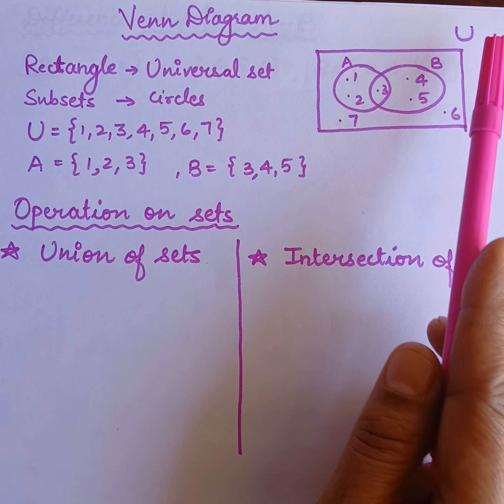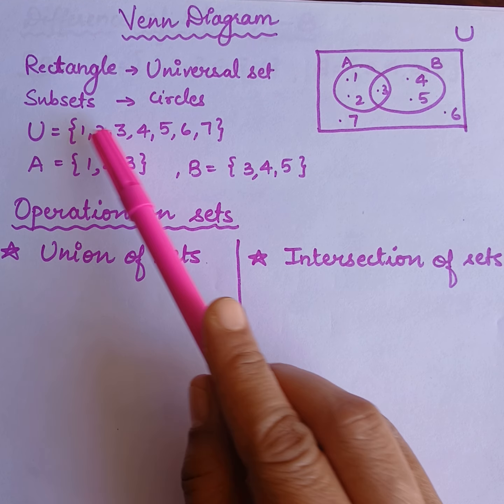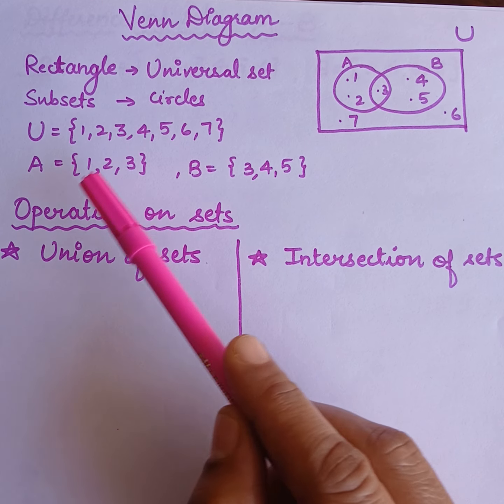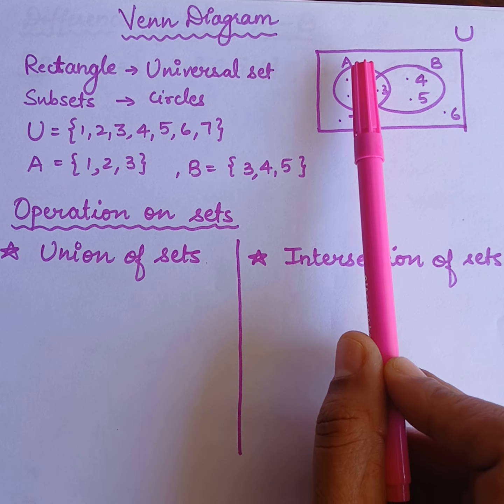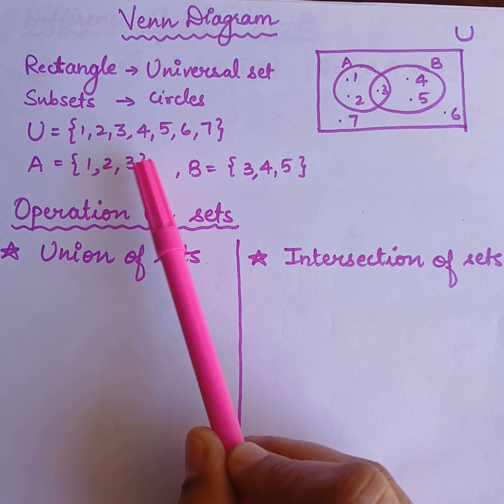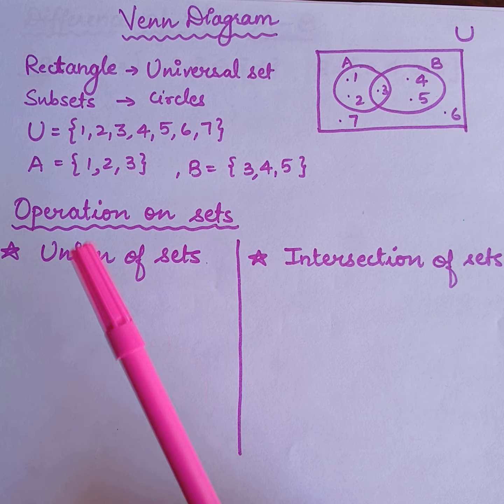So what will be U? U is the universal set. All the elements which are there in this rectangle will come under U: 1, 2, 3, 4, 5, 6, 7. Then what is A? A is having only 3 elements: 1, 2 and 3. Then B is having 3 elements: 3, 4, 5.